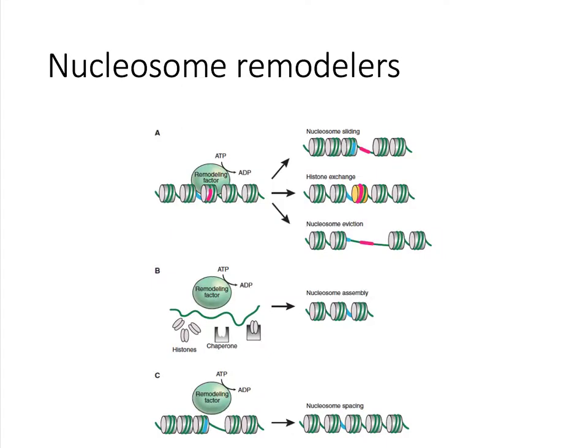The proteins responsible for moving around the nucleosomes in the previous experiment are called nucleosome remodelers. They use ATP to carry out their work, and they can have several different functions. As shown in A here, they can slide nucleosomes, evict nucleosomes, or facilitate histone exchange. As shown in B, they can also assist in nucleosome assembly, and lastly, shown in C, they can affect nucleosome spacing. All of these processes can have important impacts on access for transcription machinery.